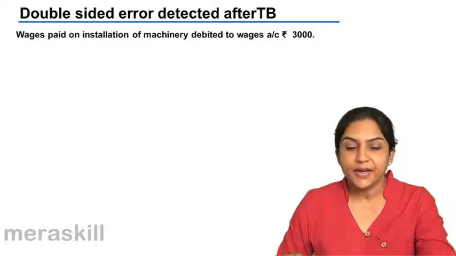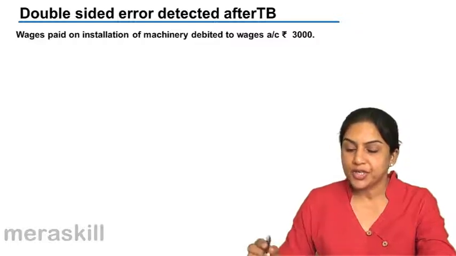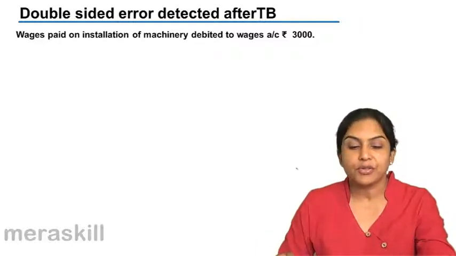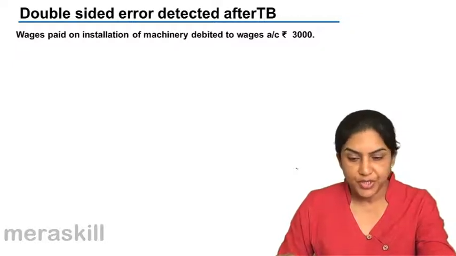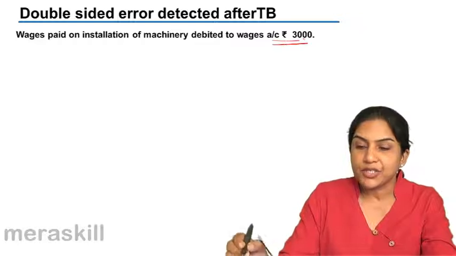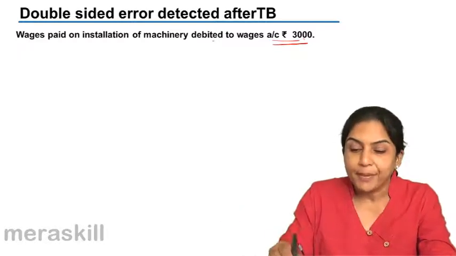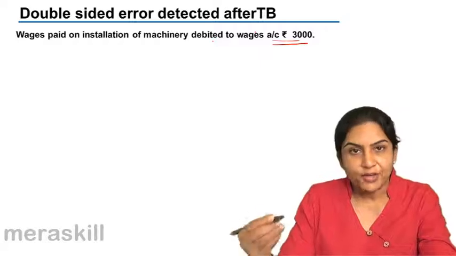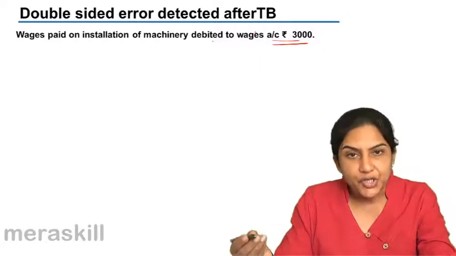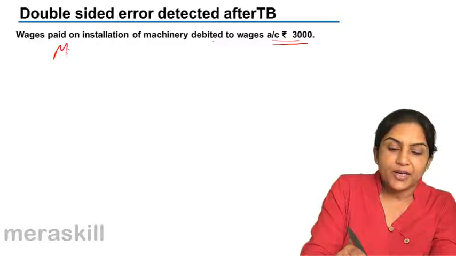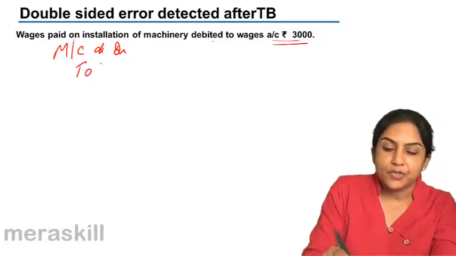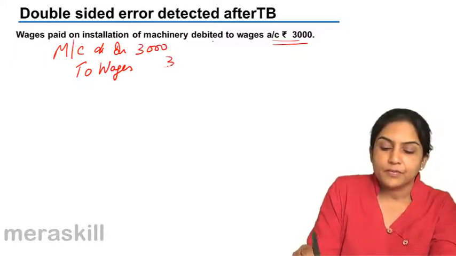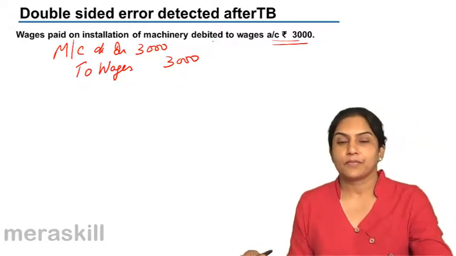One more double-sided error. Wages paid on installation of machinery debited to wages account 3,000. Wages paid on installation of machinery should go to machinery account. Instead, it was debited to wages account. So, how do you rectify? The debit to wages is wrong, so to correct that, you credit wages account and machinery needs to be debited. So, the entry is machinery account debit to wages 3,000.